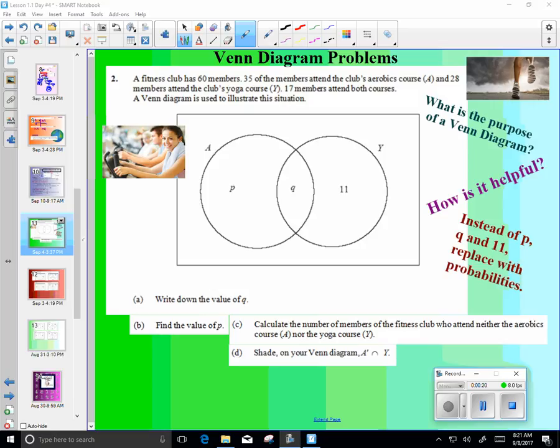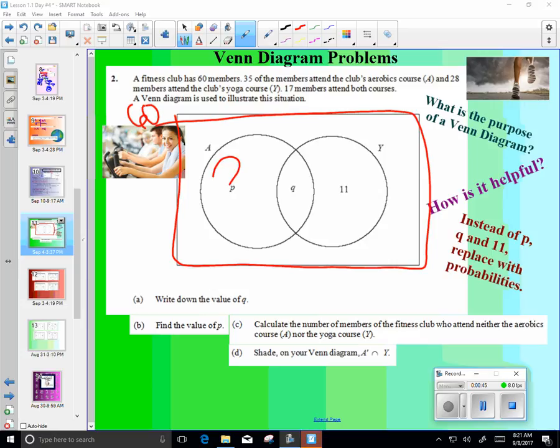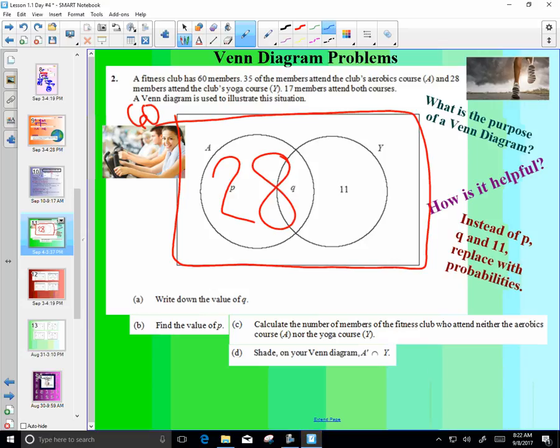So a fitness club has 60 members. 60 is what in this universe of aerobics and yoga? What is 60? Is it A or Y or what is it? It's everything. So this whole thing has to add up to 60. Now A has 28, right? And B or Y here, the yoga, has 17.